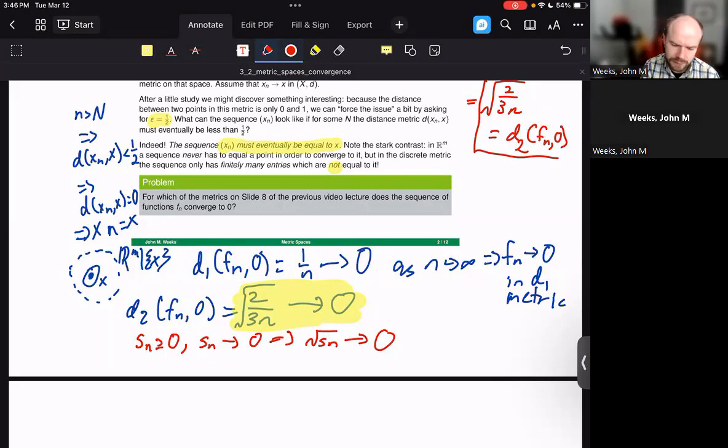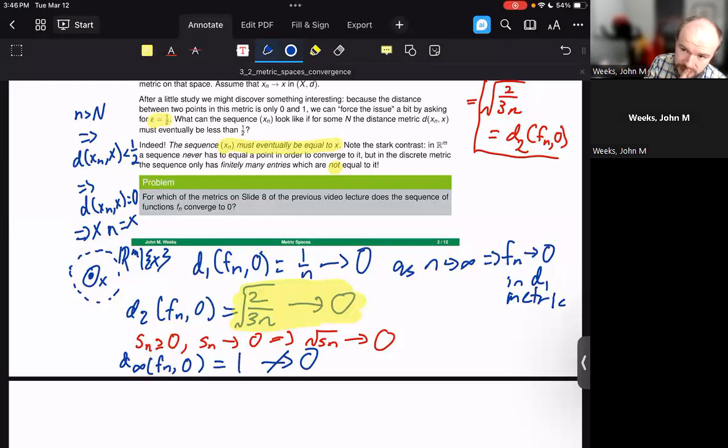However, d infinity between f sub n and 0 is equal to 1 regardless of the n, and this does not converge to 0. So we get that the sequence of functions f sub n converges to 0 for all of these other metrics, except for d infinity between f sub n and 0.